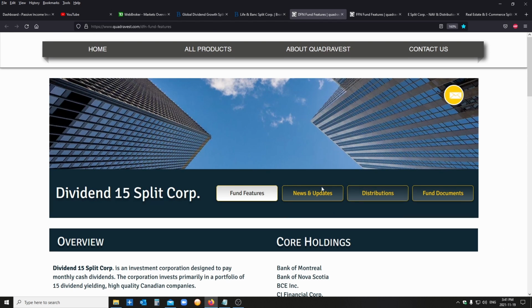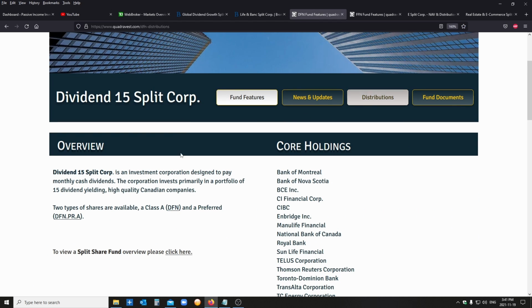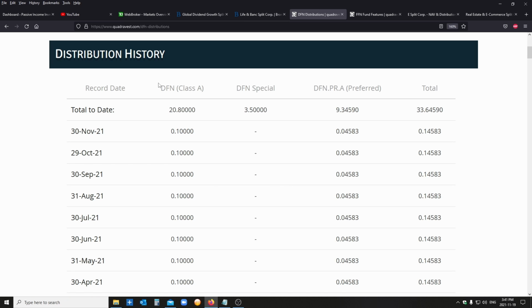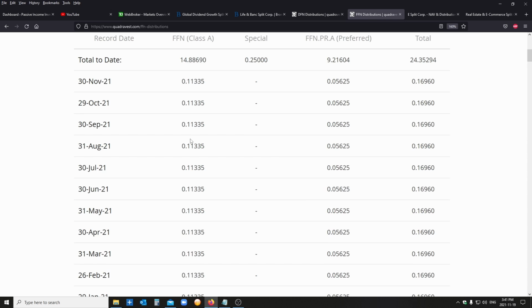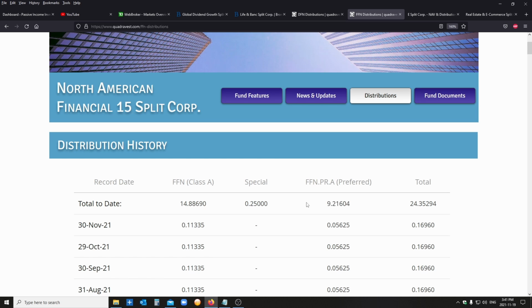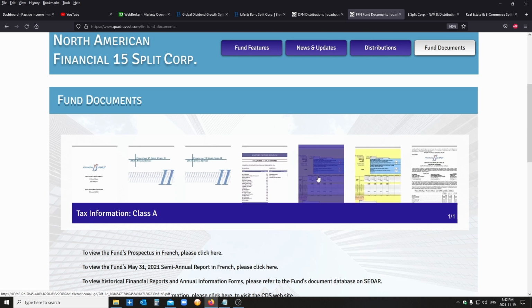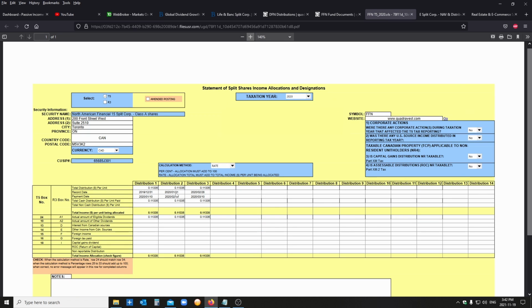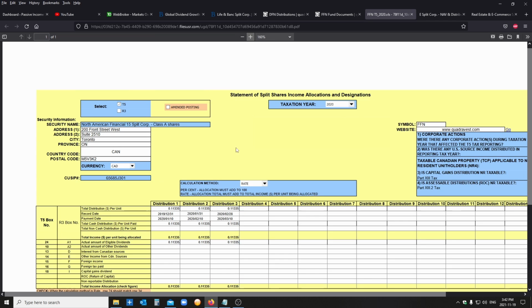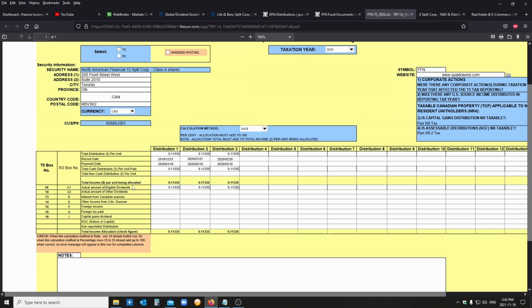I didn't show you here, but if you click on distributions, you will see the entire distribution history of the fund. So you see here, DFN paid out $20.80 of distributions or dividends total, compared to only $9.34 on the preferred. So the Class A gets a lot more distribution. Same thing for FFN. If we click on distributions, you will see the total is 14, and on the preferred it's 9. And if you want to check out the tax information, you have to go to fund documents, and you could see the separation. They only have 3 months filled out for 2020, but you could see what the portion is in eligible dividends, what the portion is of return of capital, etc.